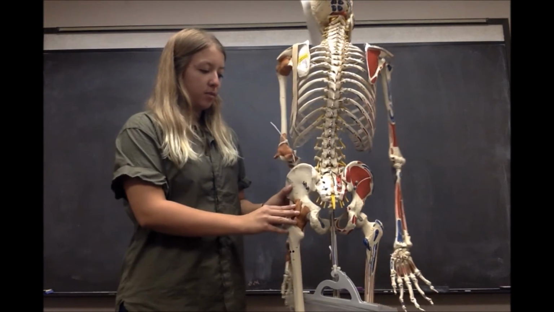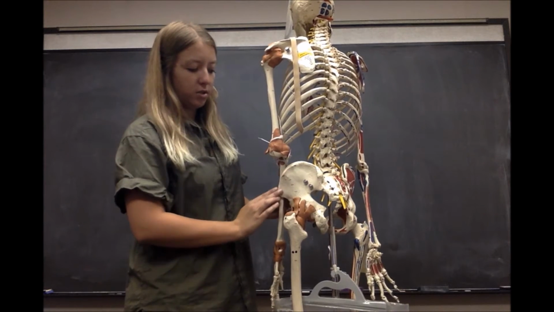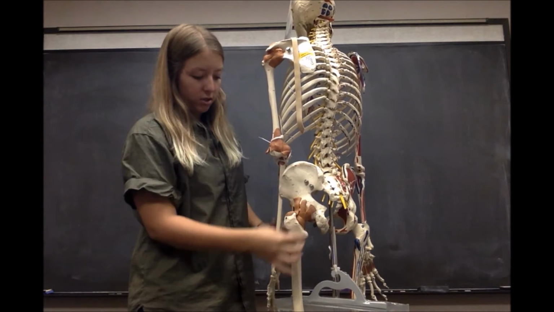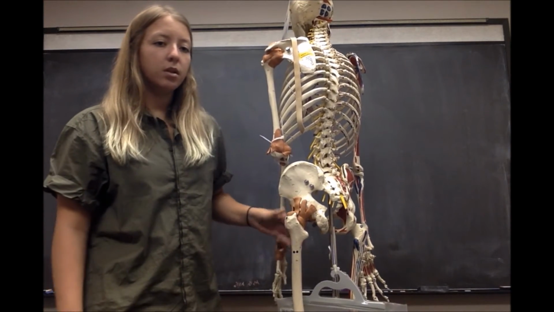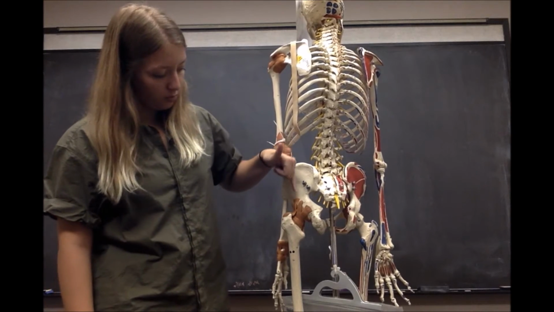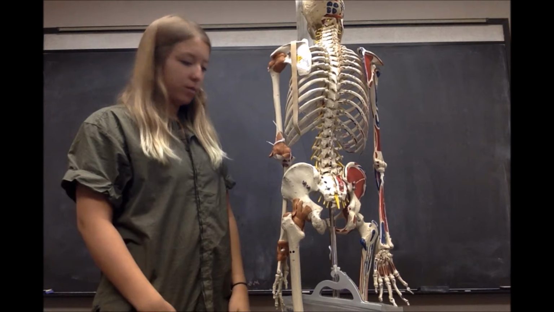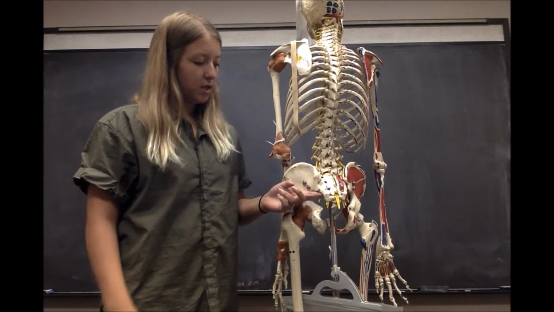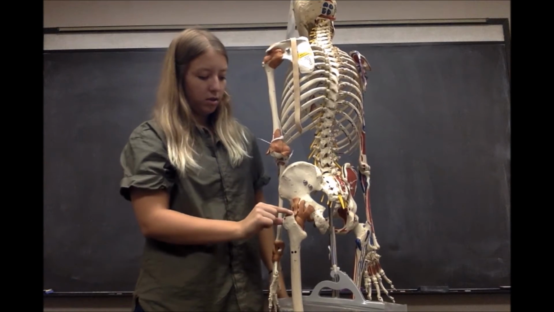The gluteus maximus is going to originate from the coccyx and the iliac crest right here, and insert right down here on the femur. Next is the sciatic nerve, which is going to run from the spine and through right here down the length of your leg. The piriformis muscle starts on the anterior side of the sacrum in here and inserts on the greater trochanter right here.